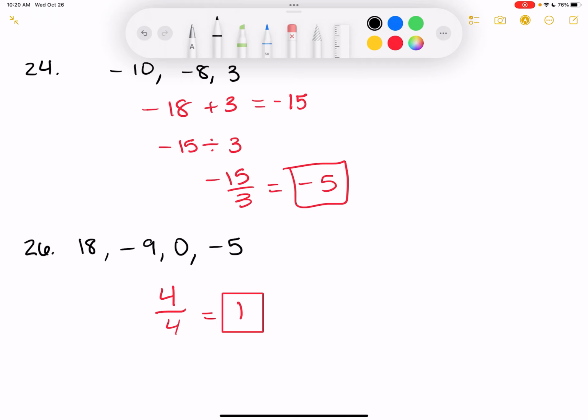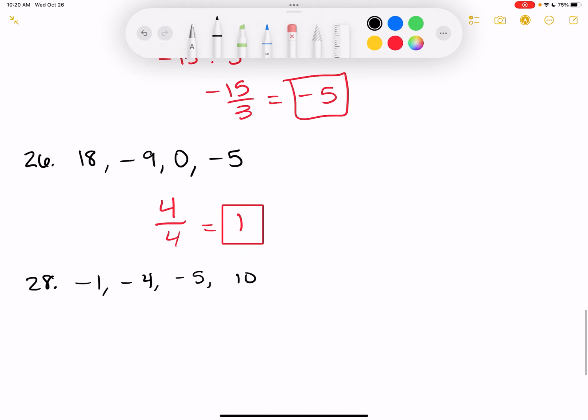All right, let's see. 28, -1, -4, -5, and 10. So what is -1 minus 4? 5. Negative or positive? Negative. So -5 minus 5 is -10. -10 plus 10 is 0. So we have 0.